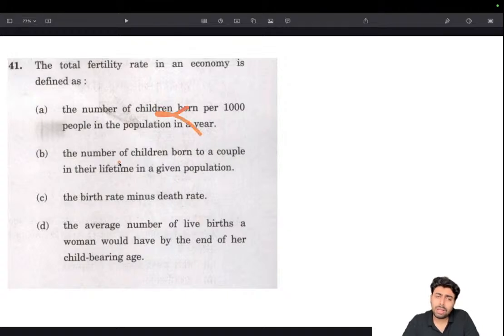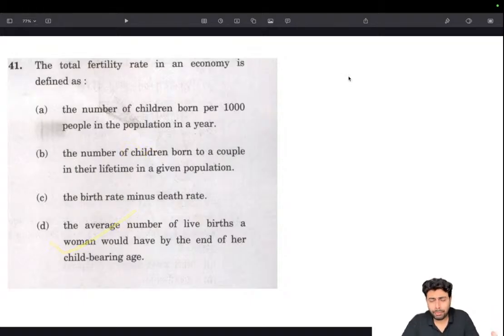That's not the case. Number of children born to a couple in their lifetime in a given population. That's about a couple. Okay. Birth rate minus death rate. That's the actual population growth. There is nothing dealing with fertility. So this is gone. Then the average number of live births a woman would have by the end of her childbearing age. This is actually the answer, and we can eliminate the last one, it seems very improbable, something not at all related or doesn't give any value about an economy. So we can actually arrive at the answer by eliminating also, but this is something you will always be knowing.